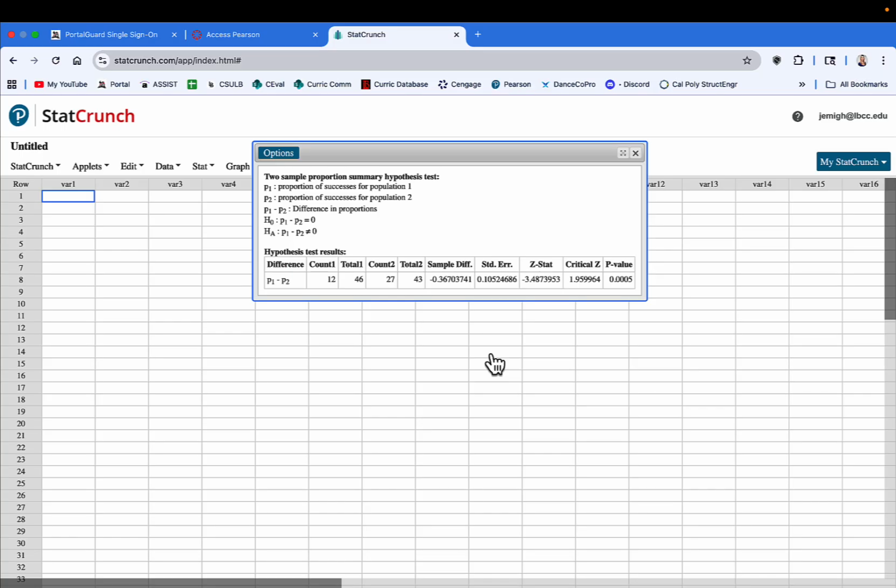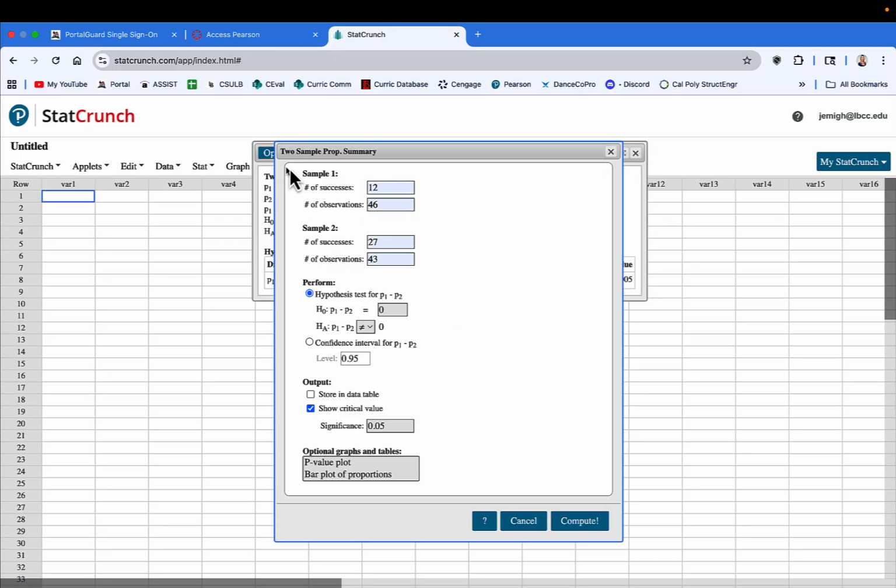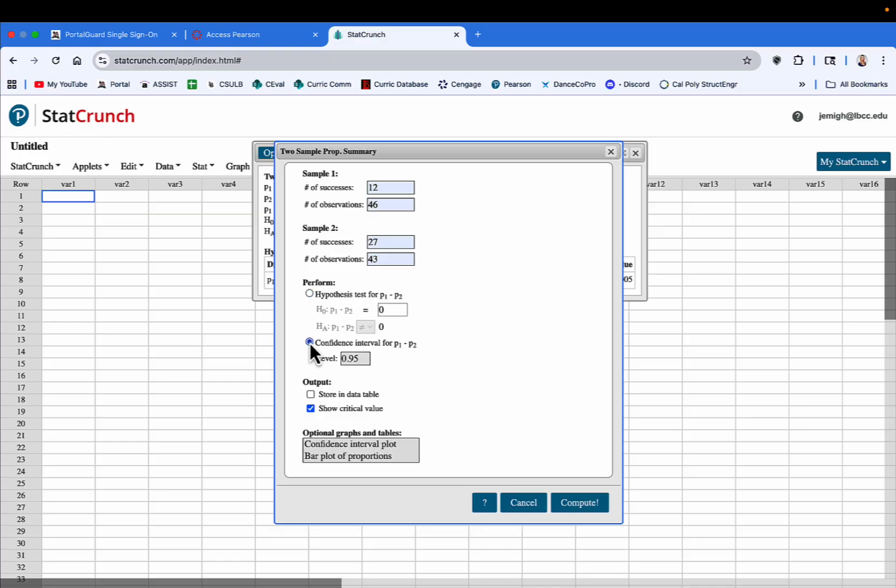Okay, all right, we don't need to retype everything in. We can just go right here to where it says options. We'll edit it, and we'll just ask the program to change the task, which is right here. Click right here, okay? We want to check the confidence interval now. And compute.